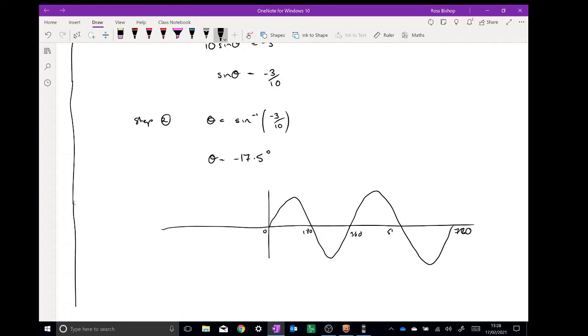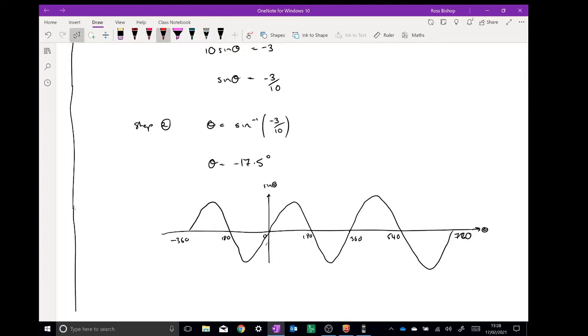720. That's going to be 540. And it goes in the negative direction all the way to minus 360 there. It's symmetrical, so everything's symmetrical about itself. And that is sine theta, and that was theta, okay? And what I've actually done here, I've solved the graph. My question is to solve sine theta equals negative 3 over 10.